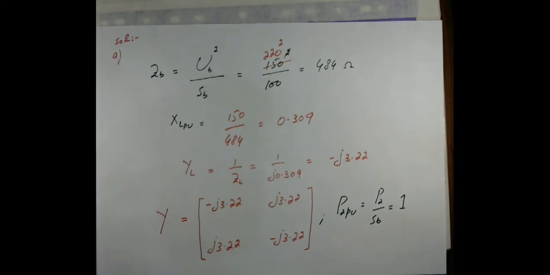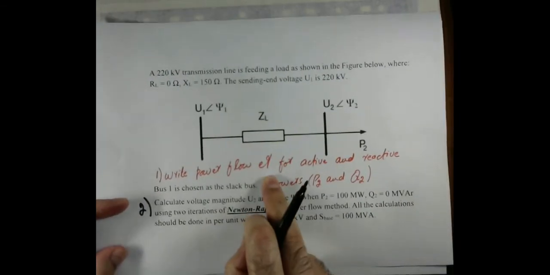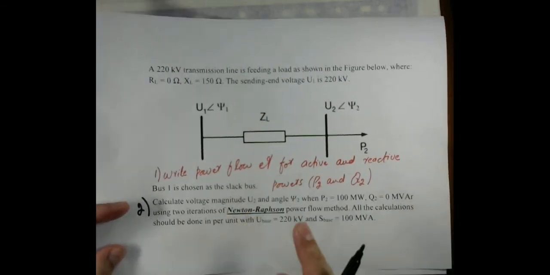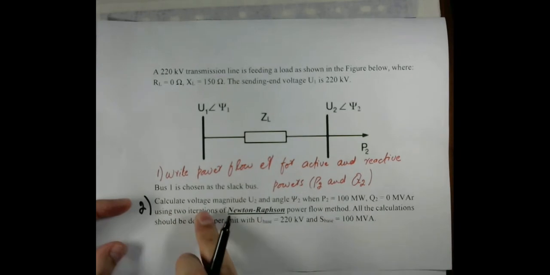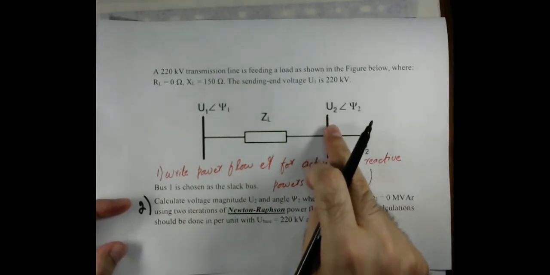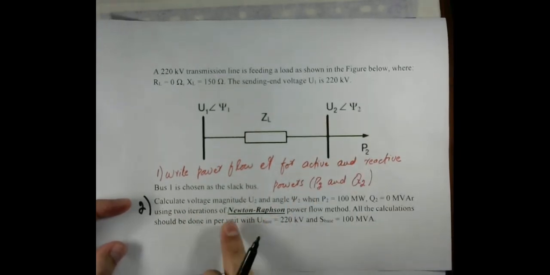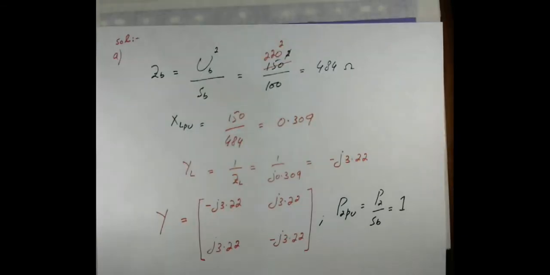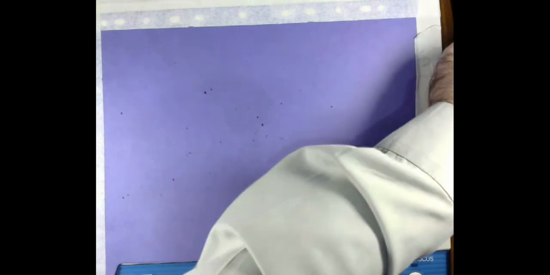So now the first step is to write the power flow equations. That is the first task, and the second task is to calculate the voltage and the angle at bus 2 using the Newton-Raphson method, and we will solve it for 2 iterations. So now let me write the power flow equations, and even before that, let me write the general form.